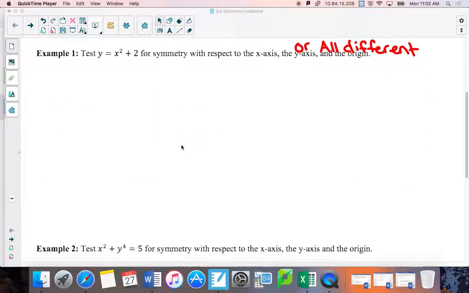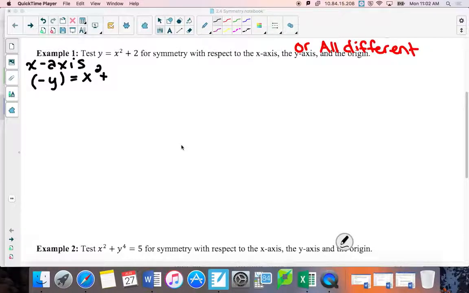So we'll test for symmetry on all, the x-axis, the y-axis, and the origin for y equals x squared plus 2. So we're going to go ahead and test the x-axis first. And for the x-axis, we replace y with negative y. So this becomes negative y equals x squared plus 2. Now to simplify, there's nothing really I can simplify. I can take away those parentheses because there's nothing I can do with that. And this is not exactly the same as the original, so we are not symmetric to the x-axis.